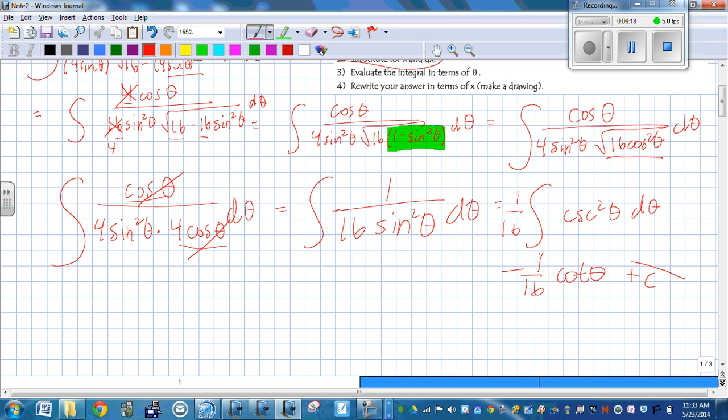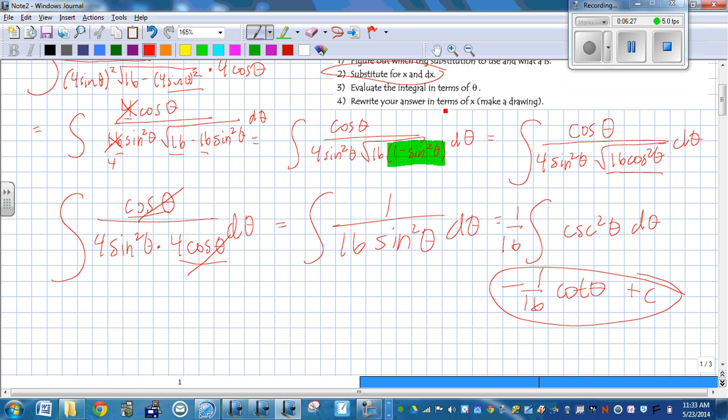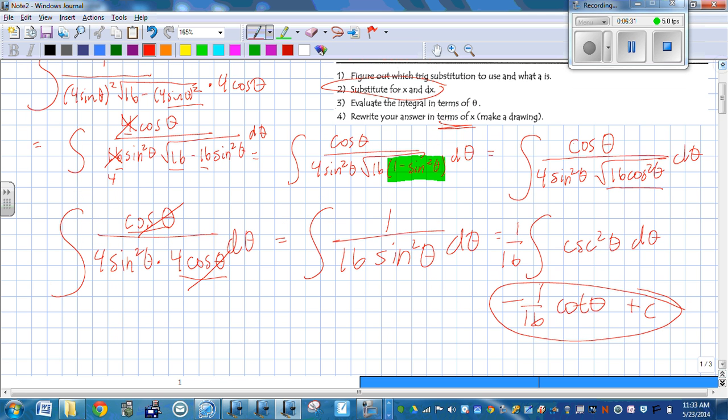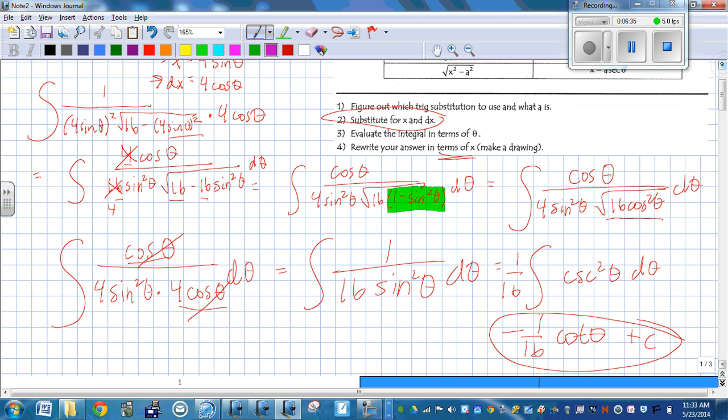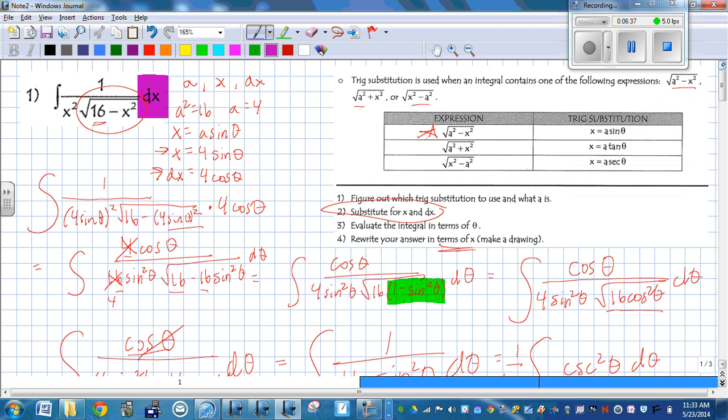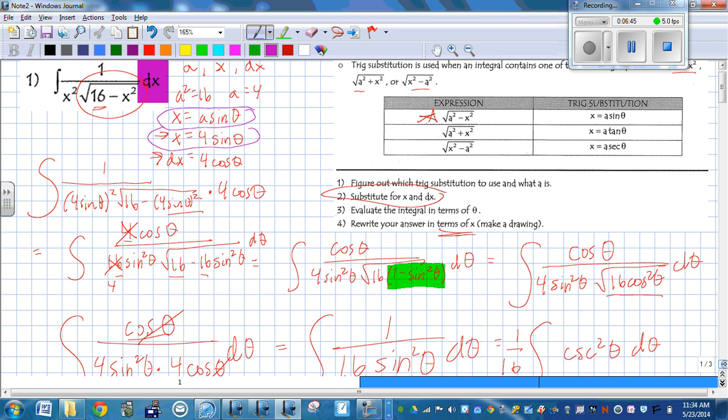So this is not your final answer. You can never have a theta in your final answer. It says it up here, it's in terms of x, so this isn't your last part. What we do now is we draw the pictures. We're going to go back up here. We are using this part, the x equals a sine of theta, so really 4 sine. And we go down.